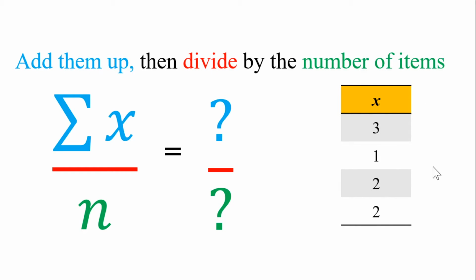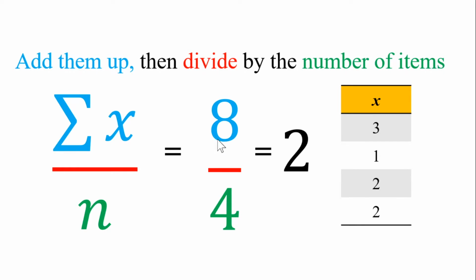So if we wanted to summarize that, we could calculate the average. Okay, so first thing we do, we add them up, add up the x's. So 3 plus 1 is 4, 5, 6, 7, 8. Right? So we have 8 as the sum of x. And the number of items is 1, 2, 3, 4. So we need 8 over 4. And if you simplify that, you get 2. So our average is 2.